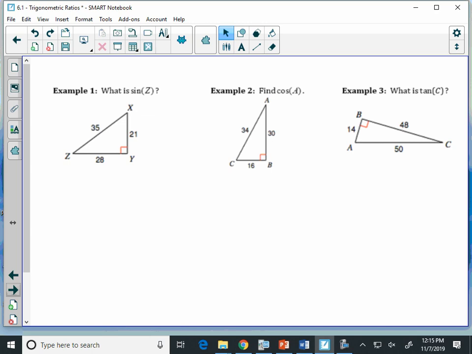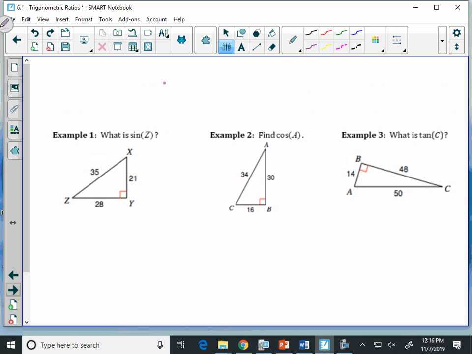So we take a look at the back. I'm going to write SOHCAHTOA on my paper. SOHCAHTOA.